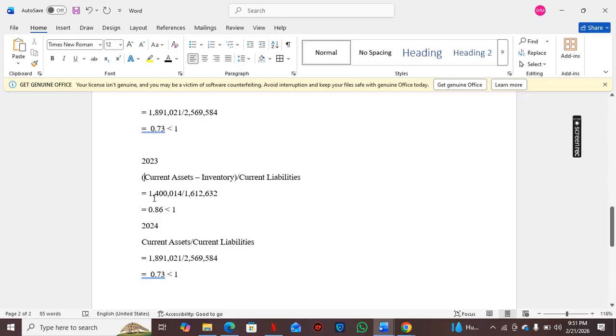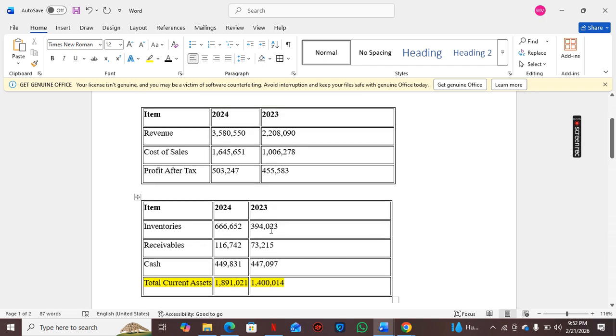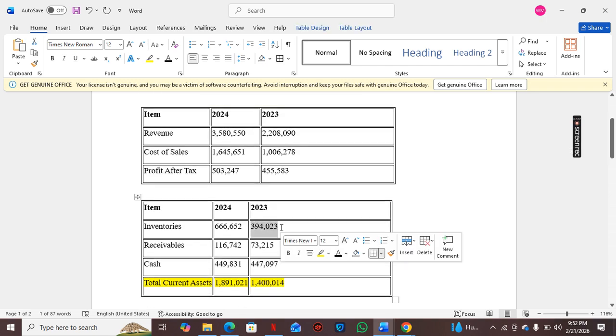So if our current ratio was bad, our quick ratio is expected to also be bad. So for 2023, this is the value of the current assets. Then the value of inventory in 2023 is 394,000.